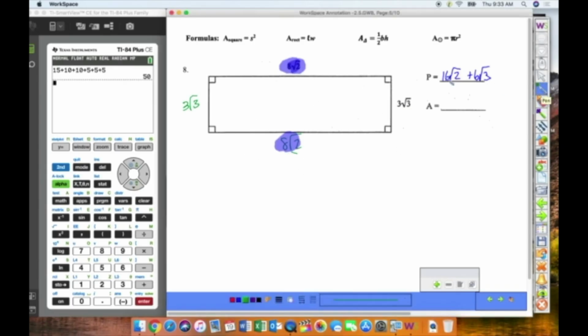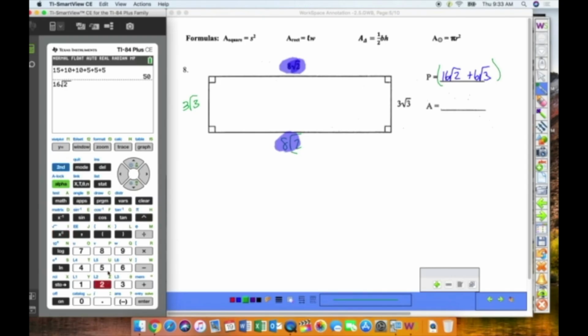And then I want to approximate that. So 16 square roots of 2. Get out of that radical, either close your parentheses or hit the right arrow key, depending on what kind of calculator I have, plus 6 square roots of 3. And round that to the nearest tenth. That's going to be about 33.0.